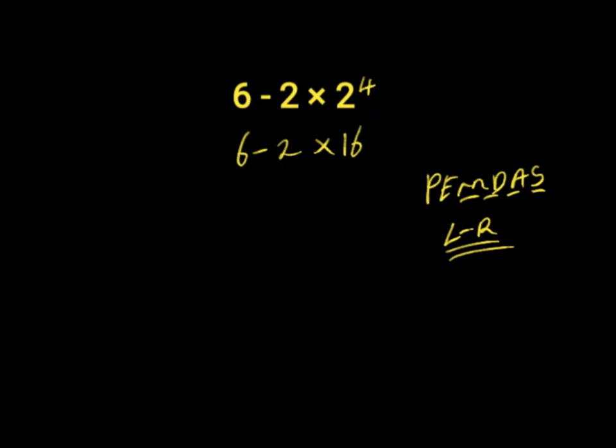Here we have a subtraction and a multiplication. We are going to work with our multiplication first because it comes first before subtraction. 2 times 16 will give us 32. Then we have 6 minus 32. 6 minus 32 will give us a negative 26, which is the correct answer to this question.